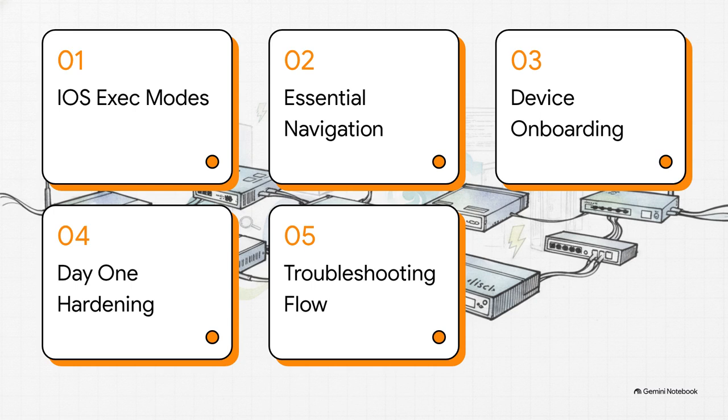Okay, let's dive into this roadmap. We're going to cover 1. Understanding iOS exec modes. 2. Essential navigation and shortcuts. 3. Real-world device onboarding. 4. Our Day 1 hardening checklist. And finally, 5. The golden troubleshooting sequence. We're logically progressing right from the basic rules of the game all the way up to an advanced troubleshooting workflow.